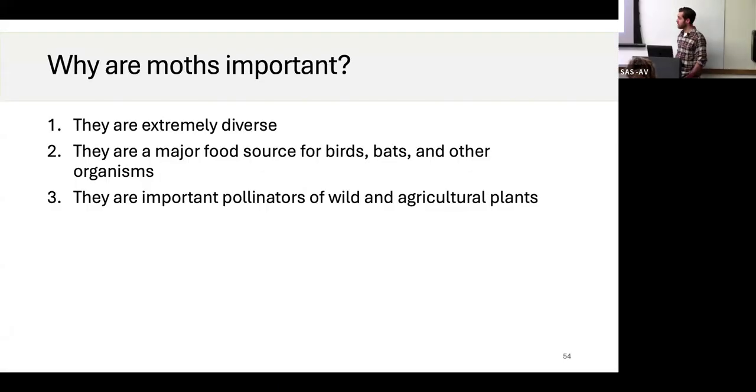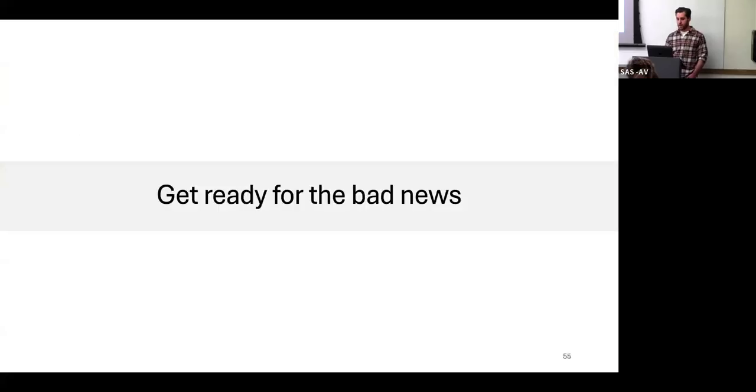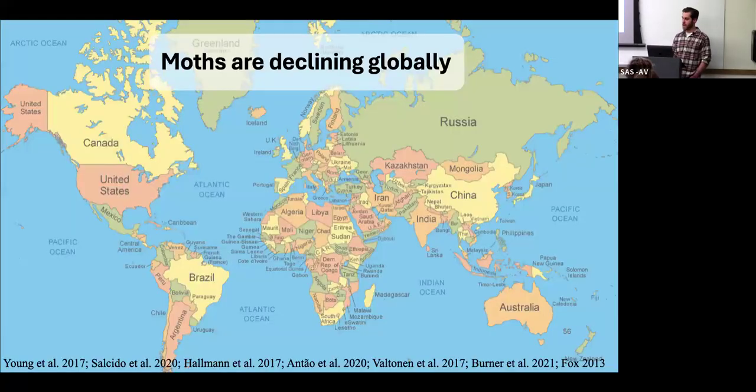All right, so these are at least 3 reasons why moths are important. So, you know, we want to protect these moths and help them provide those important functions that they're providing in our ecosystems. But now I'm going to brace you for the bad news, the bad part of this talk, and I'm going to get through this pretty quickly here to the solutions. But the bad news is that moths are declining globally.